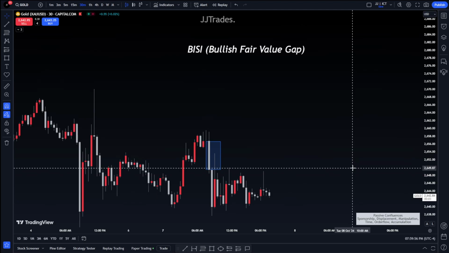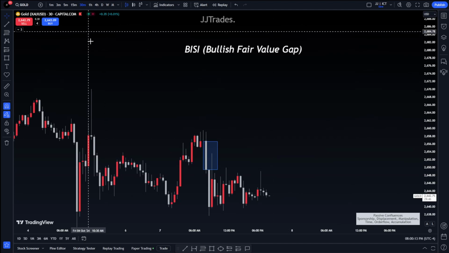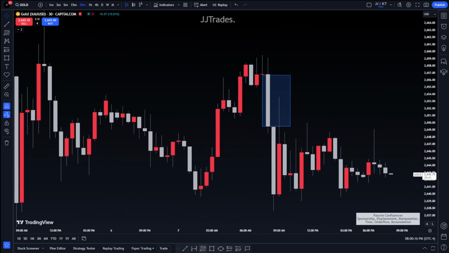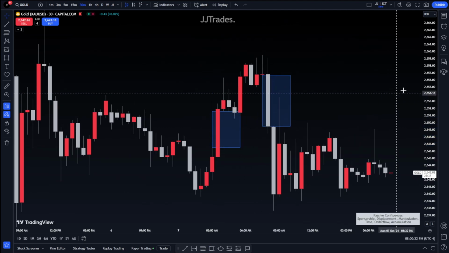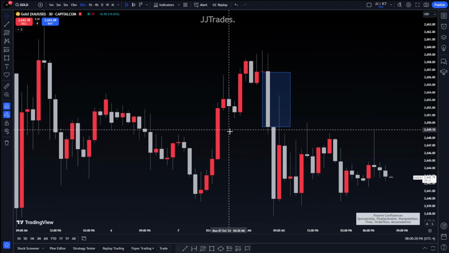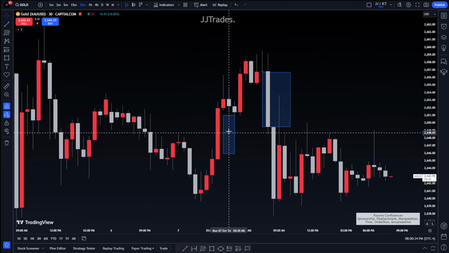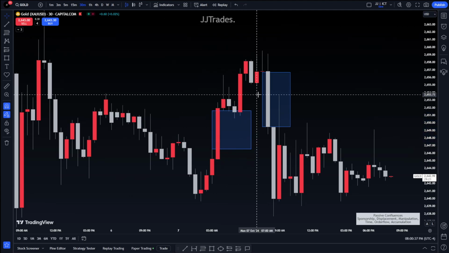A BISI, like I said, is a buy side imbalance, sell side inefficiency. What that means is there's too much buy side, so there's an influx of buy orders. Whenever you see a fair value gap created, from the first candle's high to the third candle's low, in between that range there was a heavy influx of buy orders. What that means is there was no sell side offered within that range. None at all.